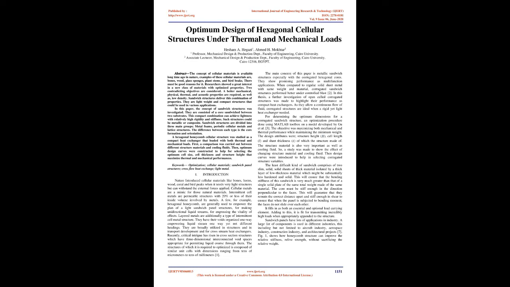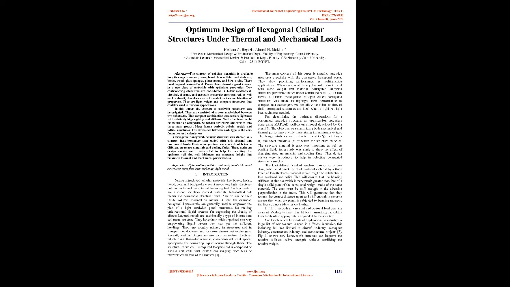In this paper, the concept of sandwich structures was investigated. They consist of a core sandwiched between two substrates. This compact combination can achieve lightness with relatively high rigidity and stiffness. Such structures could be metallic or composite. Sandwich structures are divided into three main groups: metal foams, periodic cellular metals, and lattice structures. The difference between each type is the core formation and orientation.